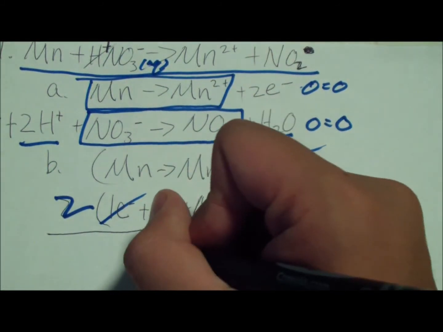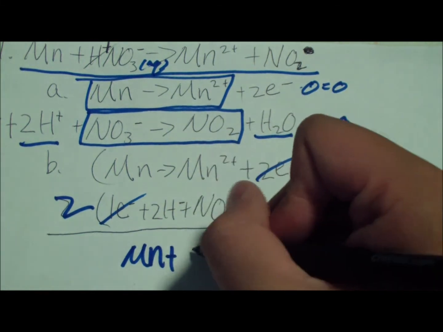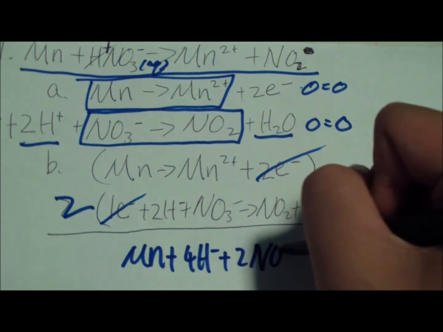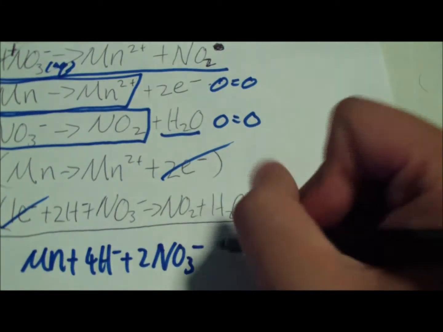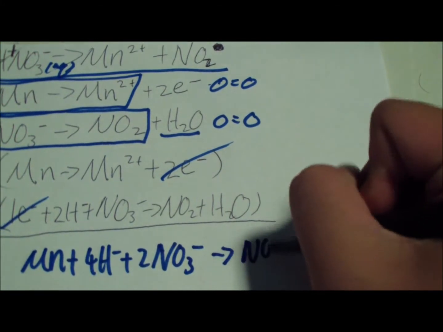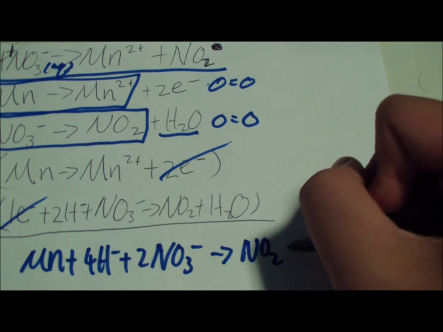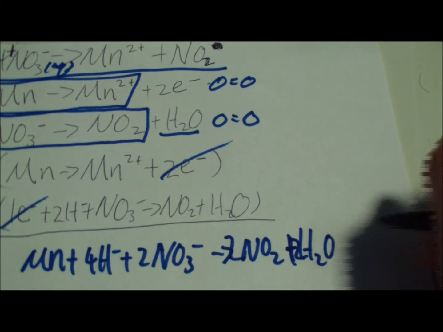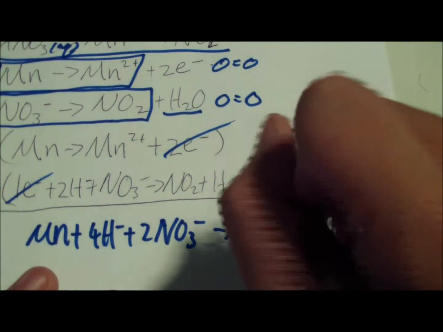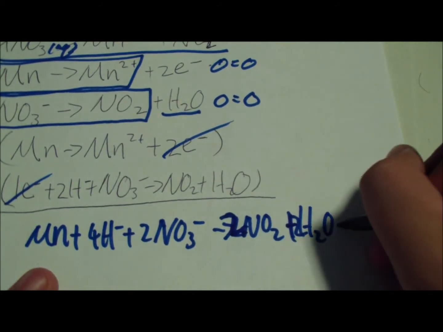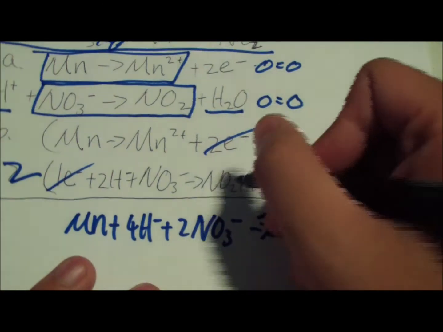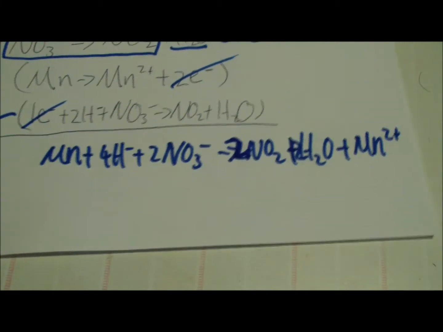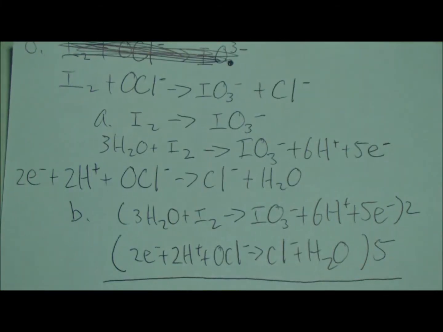So it'll be Mn plus 4H plus plus 2NO3 minus goes to 2NO2 plus 2H2O plus, right here, Mn2 plus. Okay, that's my answer. Time for number 8.